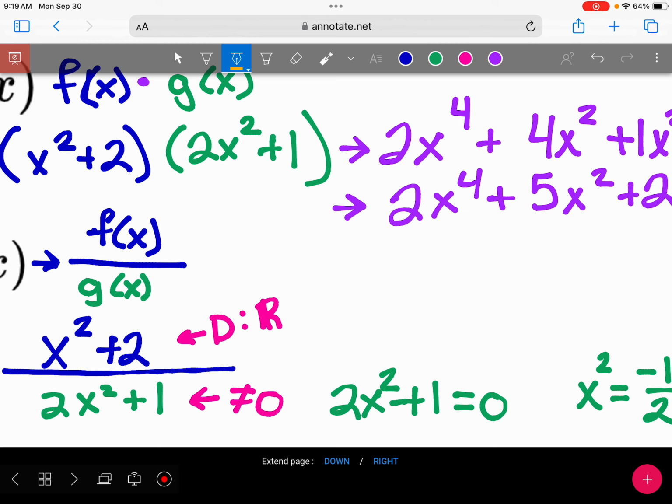So that means our domain for this function is still just going to be all real numbers, or from negative infinity to positive infinity. So this one, our domain is the same the whole way down. With our division one, we have to check and make sure our denominator doesn't equal 0.